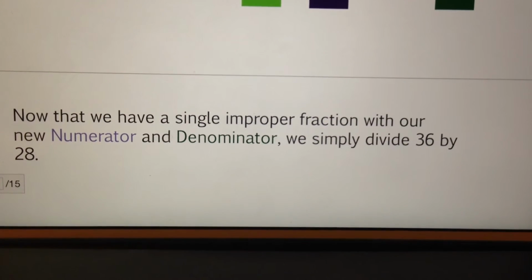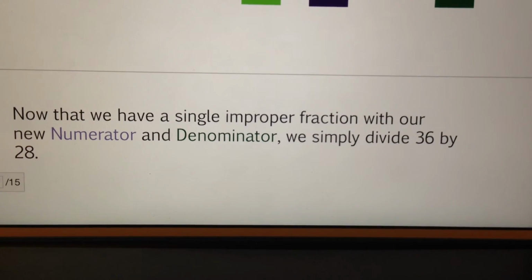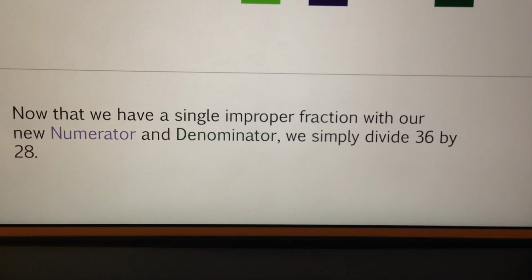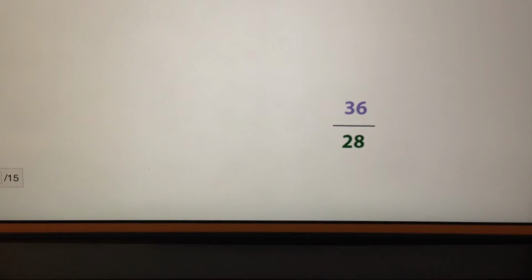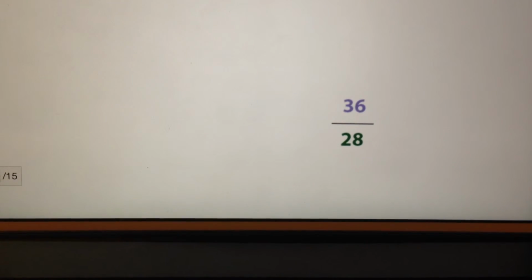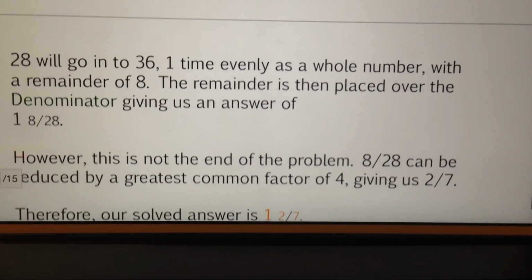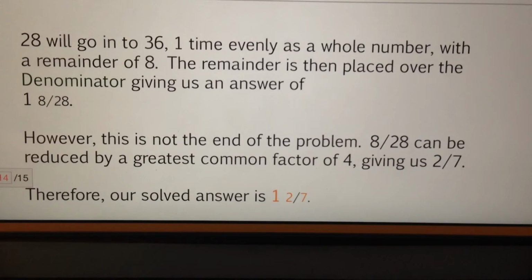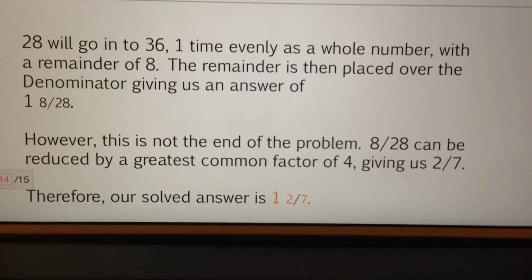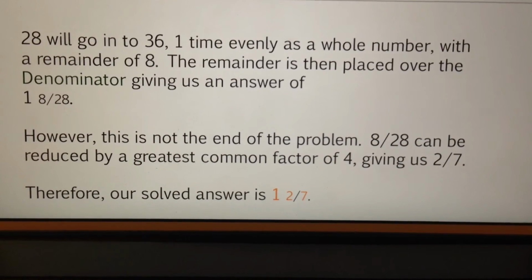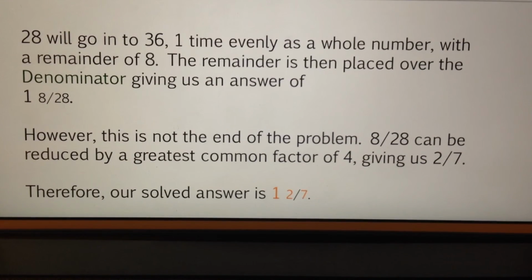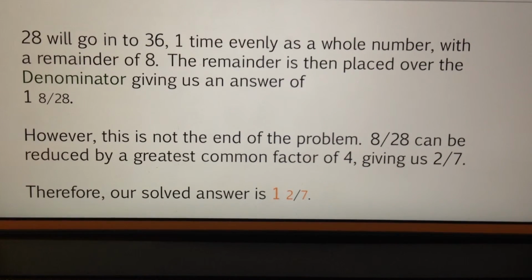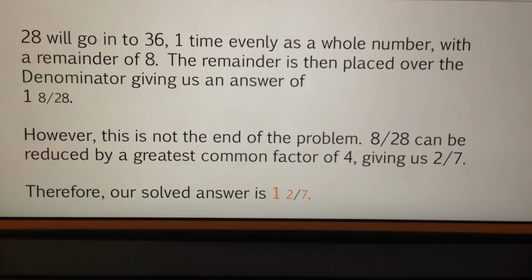So now that we've got a single improper fraction with our new numerator, we go ahead and reduce that. What happened was we ended up with 36 over 28 when we did the math. So 28 goes into 36 one time evenly as a whole number with a remainder of 8. Again, we're going to take the remainder and place it over the original denominator. That's going to give us an answer of 1 8/28.